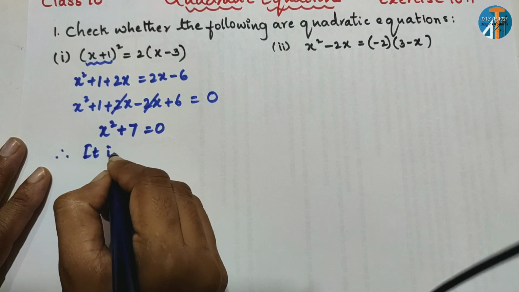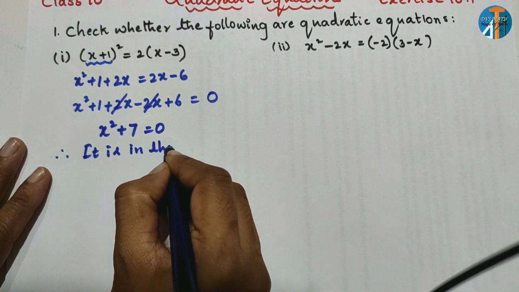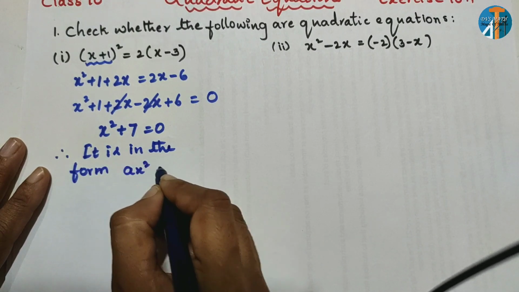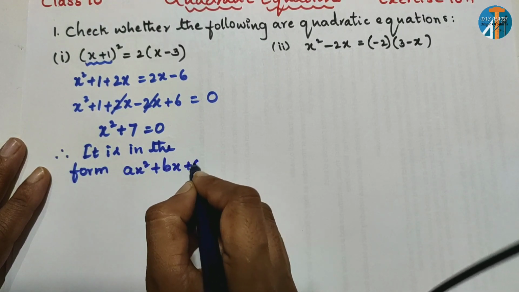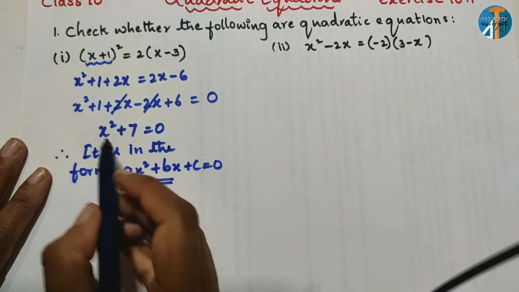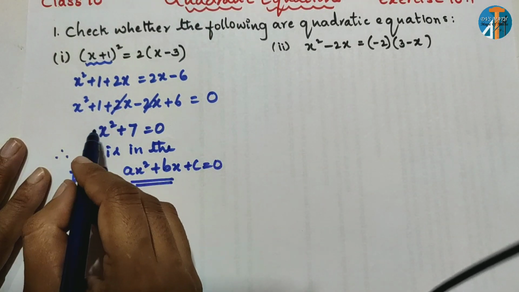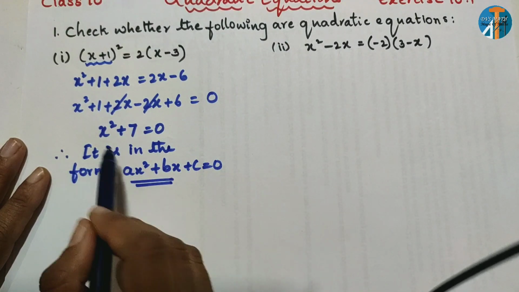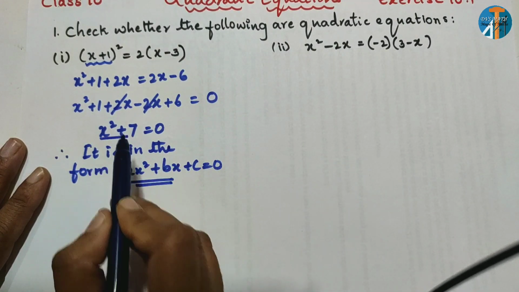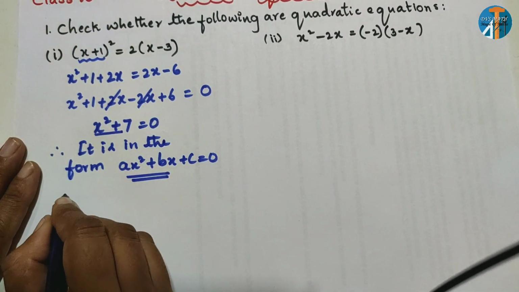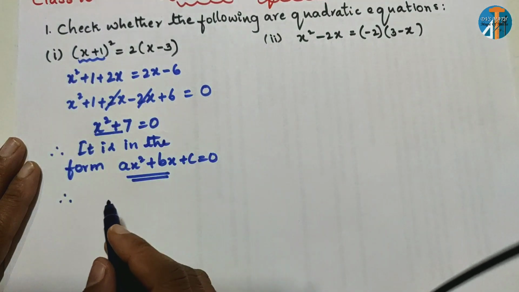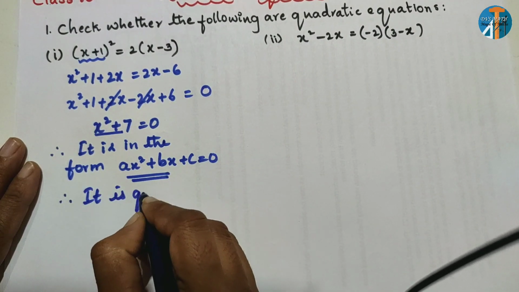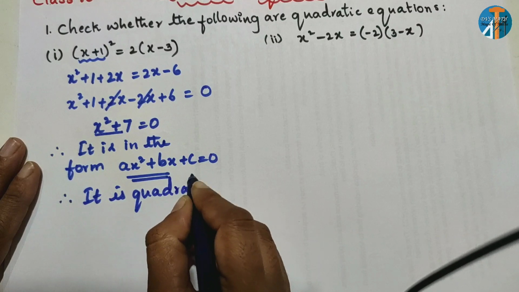So if you observe this, therefore what can you write? It is in the form of ax square plus bx plus c is equal to 0. Yes, right, you have this. But what is a here? a is 1, b is 0, c is 7. Okay, but the only condition is a should not equal 0. So here it is in the form. Therefore the given equation is a quadratic equation. Write down, quadratic equation.